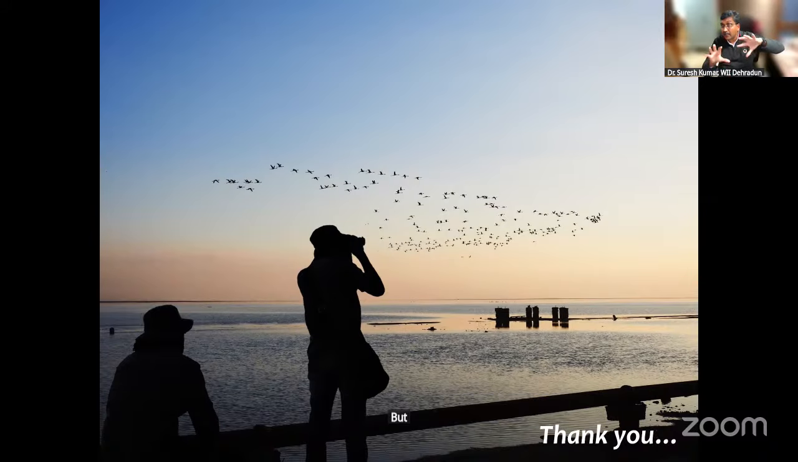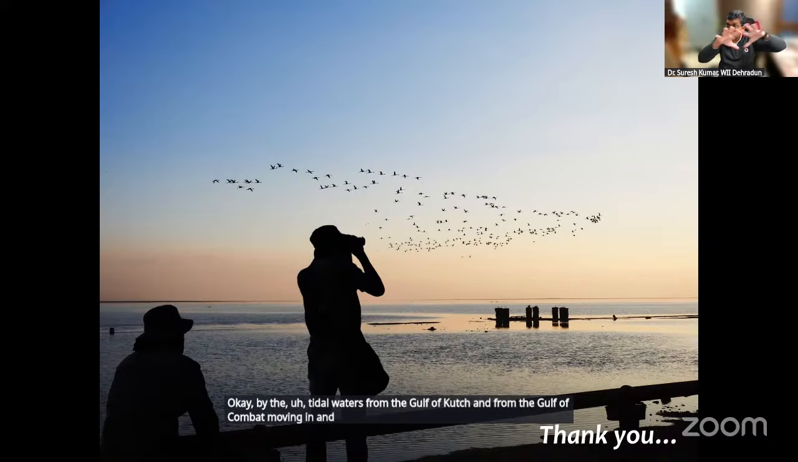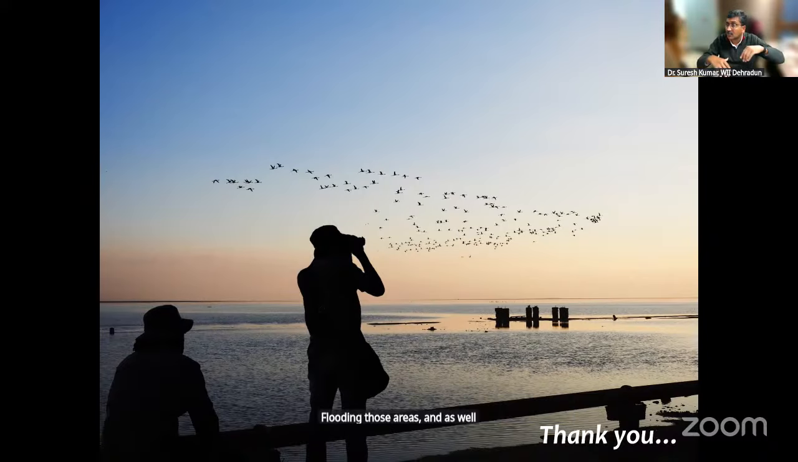But their breeding is entirely dependent on this flat land getting inundated by the tidal waters from the Gulf of Kutch and from the Gulf of Khambhat moving in and flooding those areas, and as well the river systems that are opening out. Very, very fascinating, unique landscape. In fact, the image that you're seeing right now is actually the Rann.